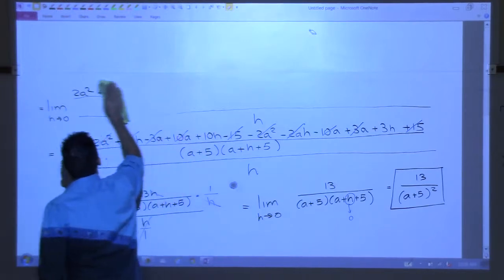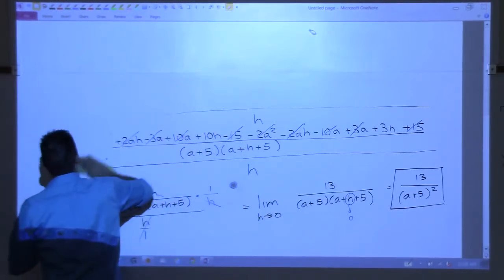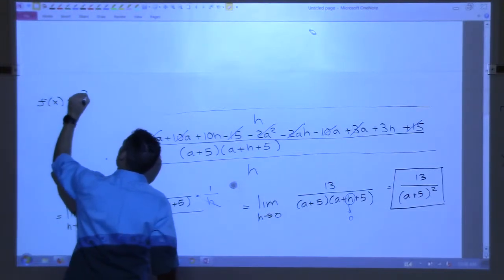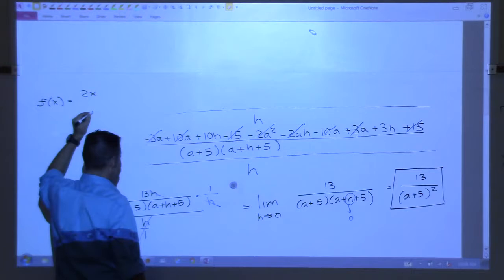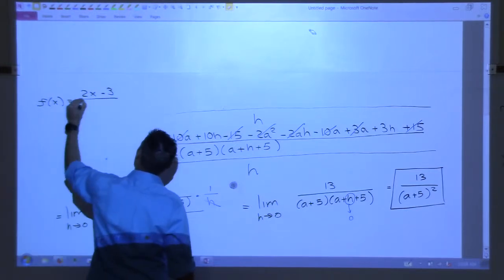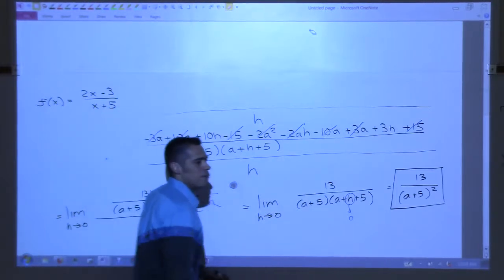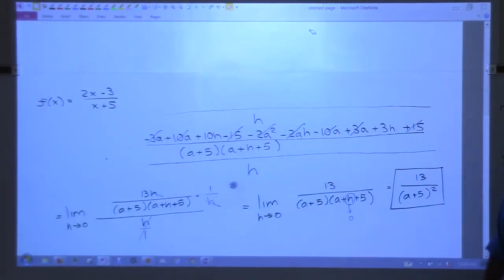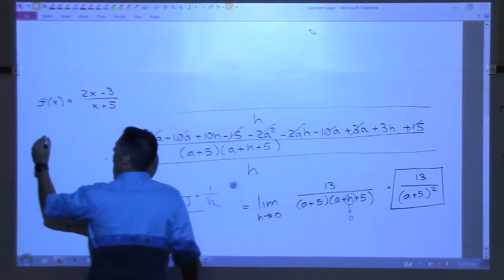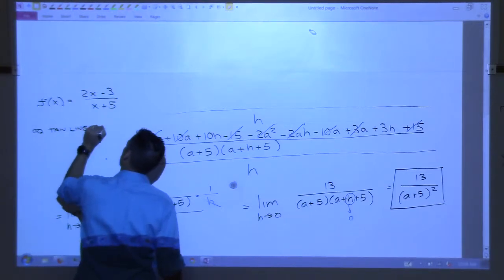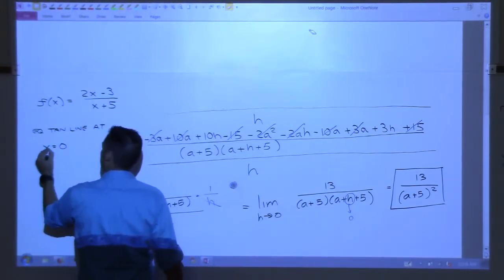I want to put the function back up here. The original function was 2x minus 3 over x plus 5. Okay, that was the original function, right? What is the equation of the tangent line? I would like to know, what is the equation of the tangent line at x equals 0?